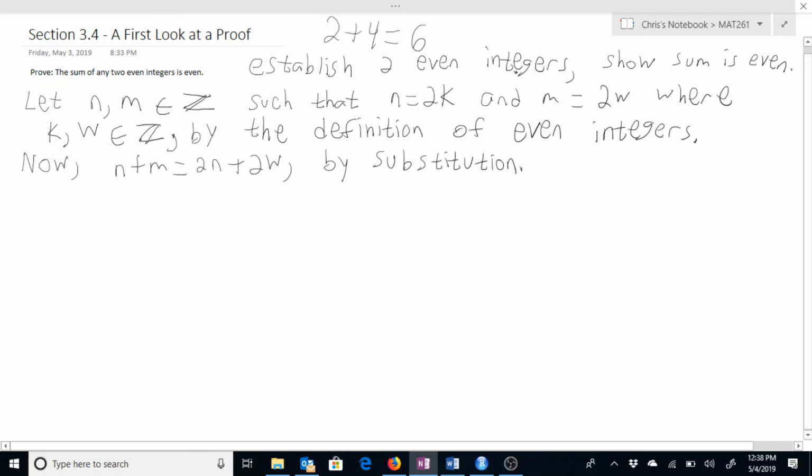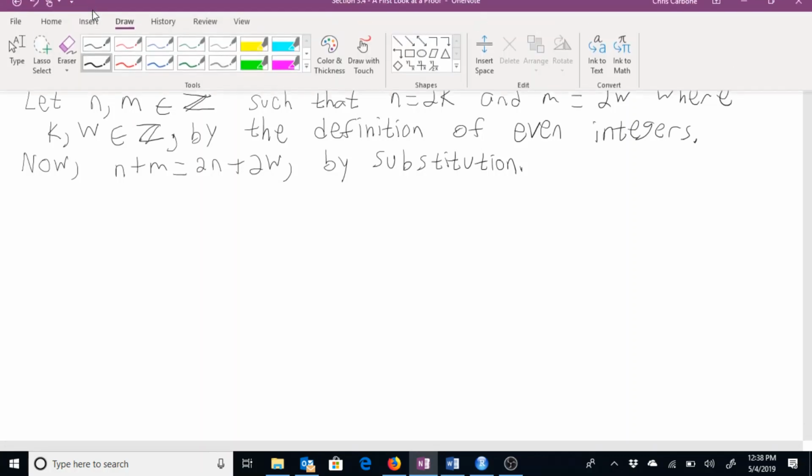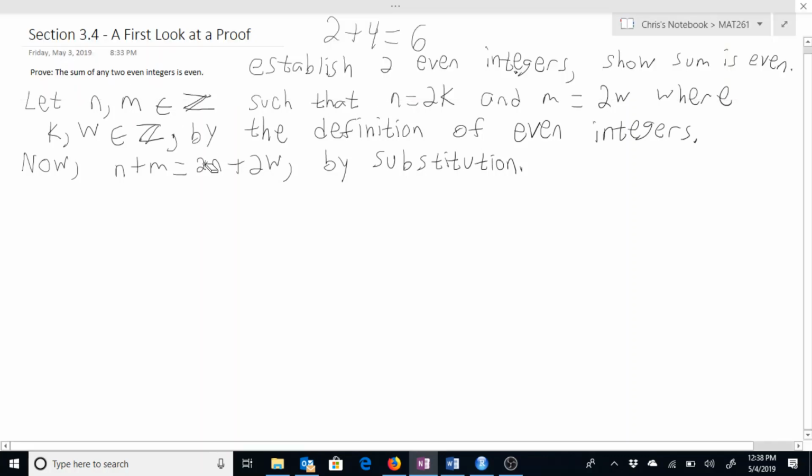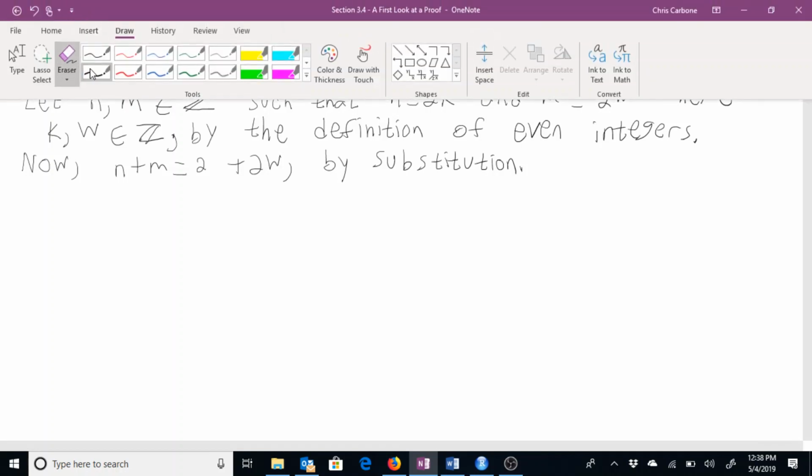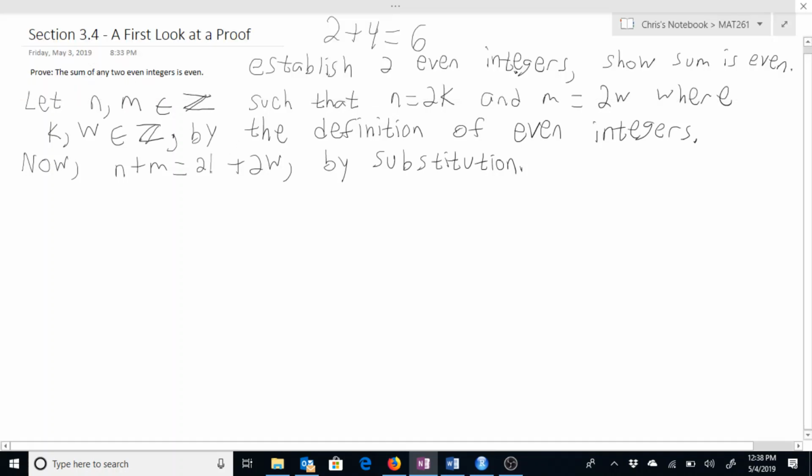But then, since we have this 2n plus 2w, I broke my own definition on there. This is supposed to be 2k and 2w. So we have 2k and 2w.